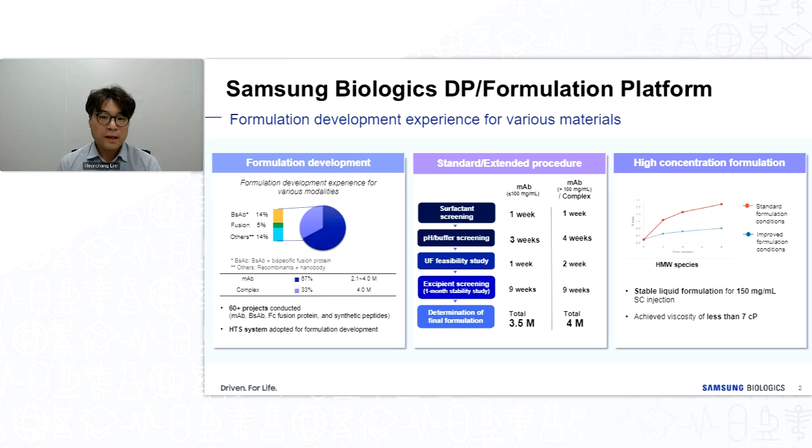We have a cutting-edge high-throughput screening system, allowing us to provide optimal formulation conditions to our clients within 3.5 months for simple monoclonal antibodies below 100 mg per ml, or 4 months for complex proteins as well as monoclonal antibodies over 100 mg per ml. We have achieved 150 mg per ml monoclonal antibody with less than 7 centipoise with our optimized formulation conditions. Now, let us move on to our main topic, high concentration formulation development.